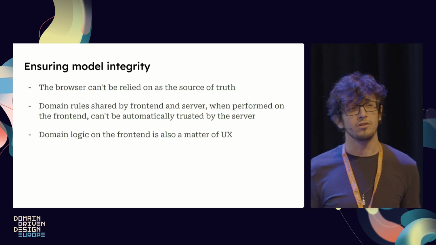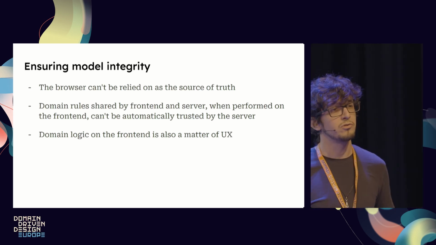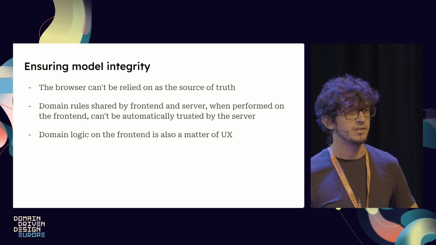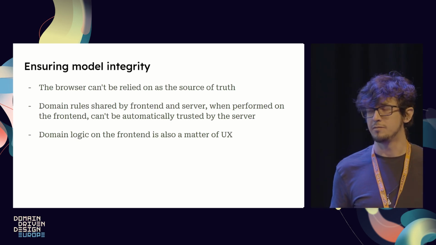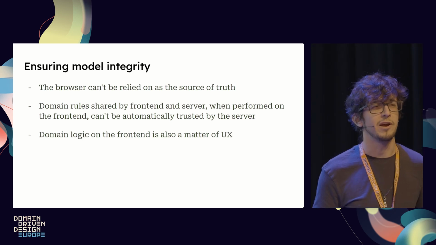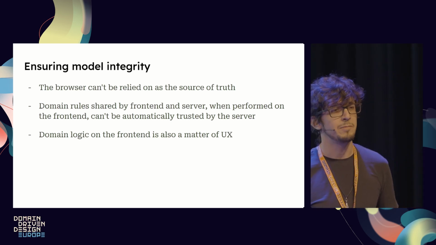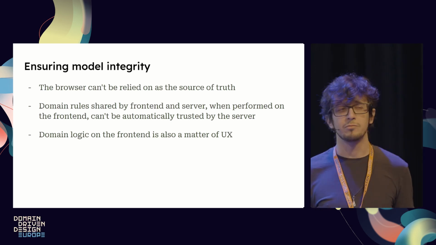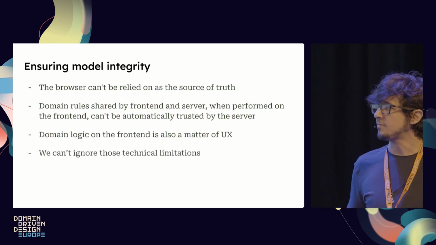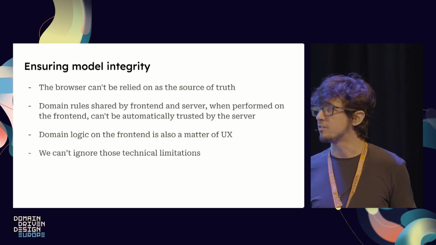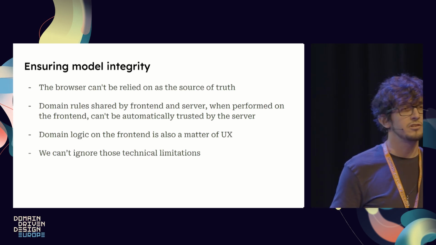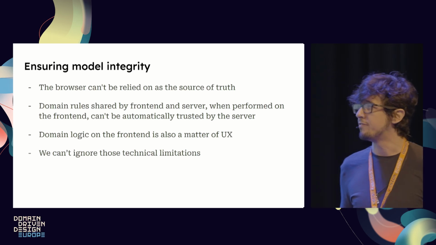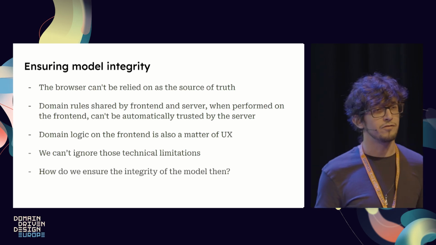And also, domain logic on the front end is a matter of UX. Of course, you can move all this logic to the back end, and after every change in the front end, you just send a request and let the server validate it for you, but it's not very good UX. The user is going to have to wait all the time and see spinners all the time. So it's also a matter of UX to have a good product, to have some domain logic implemented in the front end. And of course, we can't ignore those technical limitations. You need to ensure the model integrity, but you also can't rely on the front end to ensure it. How do you work with that? Okay, so how do we ensure the integrity of the model on the front end?